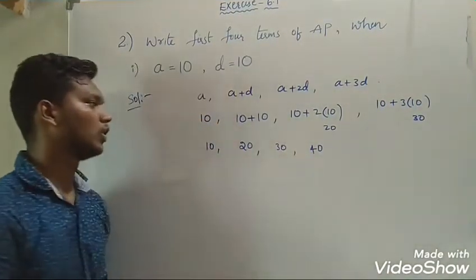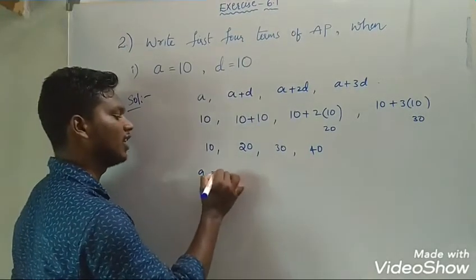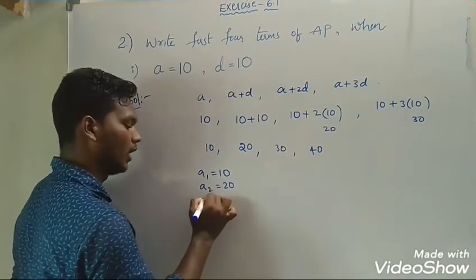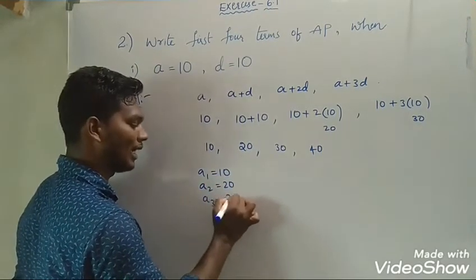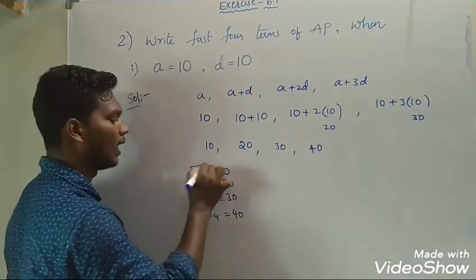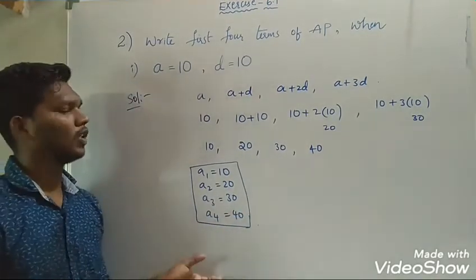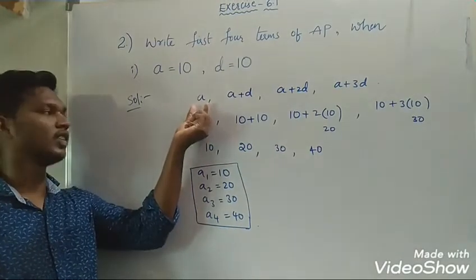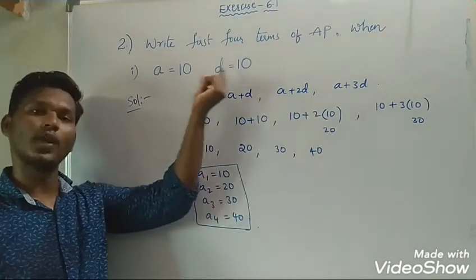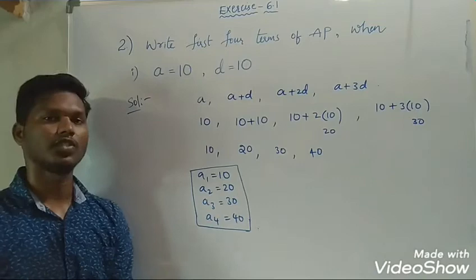Okay friends. He is asking us to find the first 4 terms. So the first term, that means A1, is equal to 10. The second term, A2, is equal to 20. The third term is equal to 30. And the fourth term is equal to 40. This is what he has asked us to find. Okay friends, hope you understood. Just remember the general form: A plus D, A plus 2D, A plus 3D. He has given the A value and D value. Simply substitute the values of A and D, and you will get the first 4 terms.